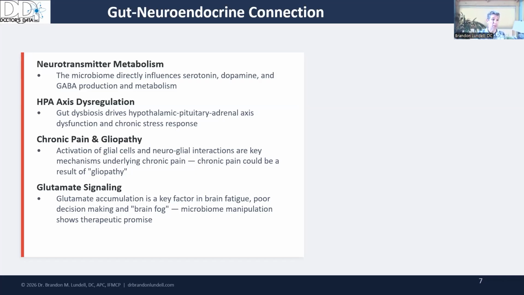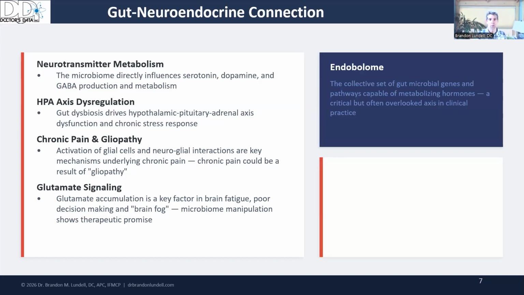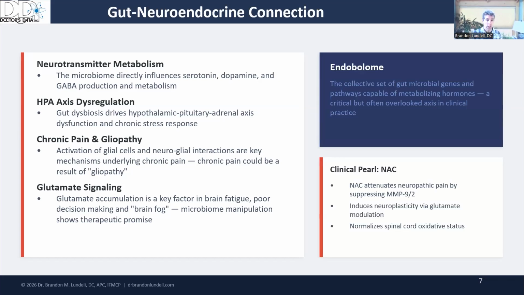We call it gliopathy, and it is truly an enteropathy, a gut-driven system. Glutamate signaling and glutamate accumulation are a key factor in brain fatigue, and glutamate is made in the gut when there's a lot of dysbiosis. So again, one little clinical pearl.